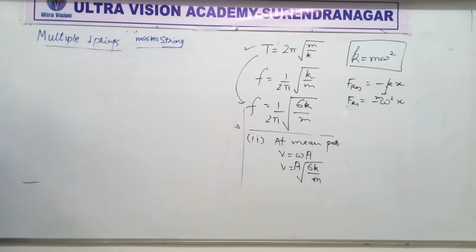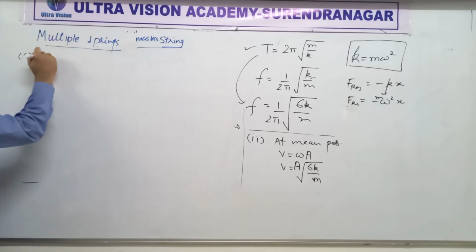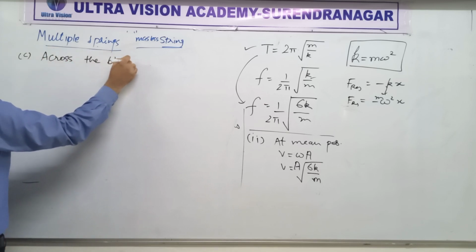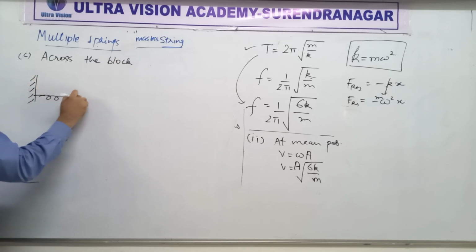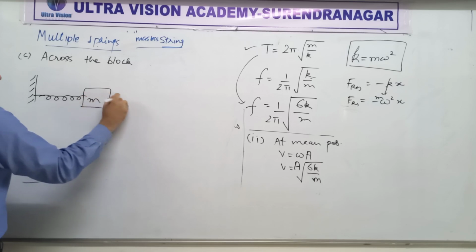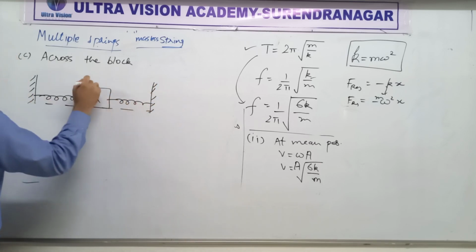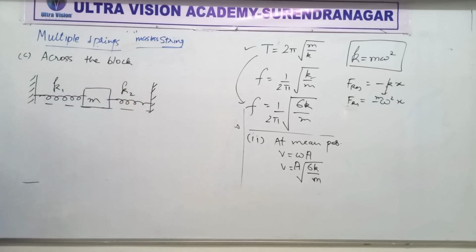Well, there is one more combination. There is one more combination possible for springs, okay? But it's very similar to parallel. It is across the block. What I mean to say is like this. Suppose there are two walls. This block of mass m, this is one spring, spring constant k1, another spring, spring constant k2.